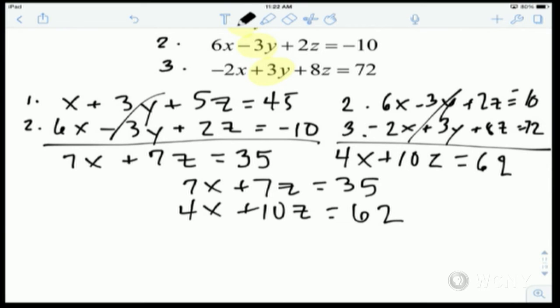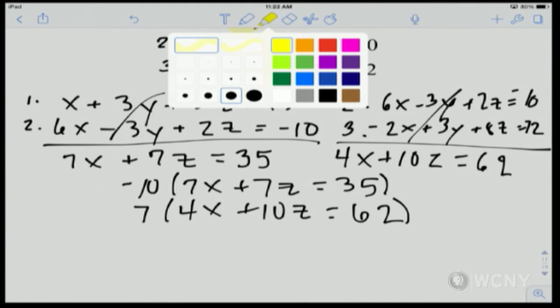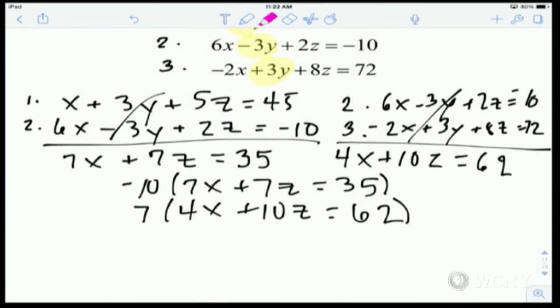I can take my first equation and multiply it through by negative 10, because all that's really doing is changing signs and throwing on a 0. It does mean that I need to multiply my second equation through by 7. Again, the goal being to eliminate a variable. And by doing that, this coefficient will become negative 70. This will become positive 70. When I add, they'll be eliminated.